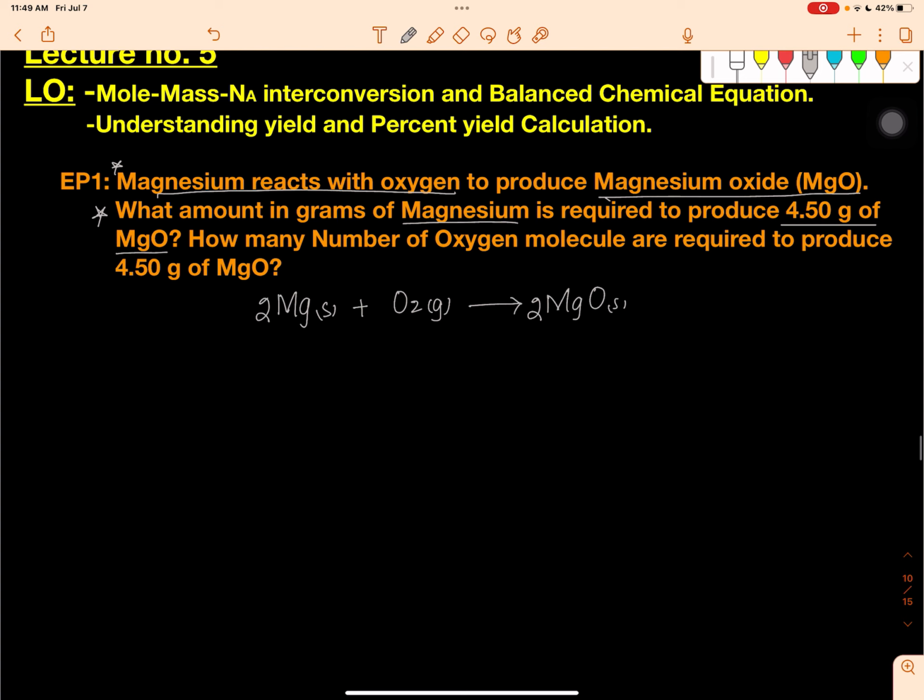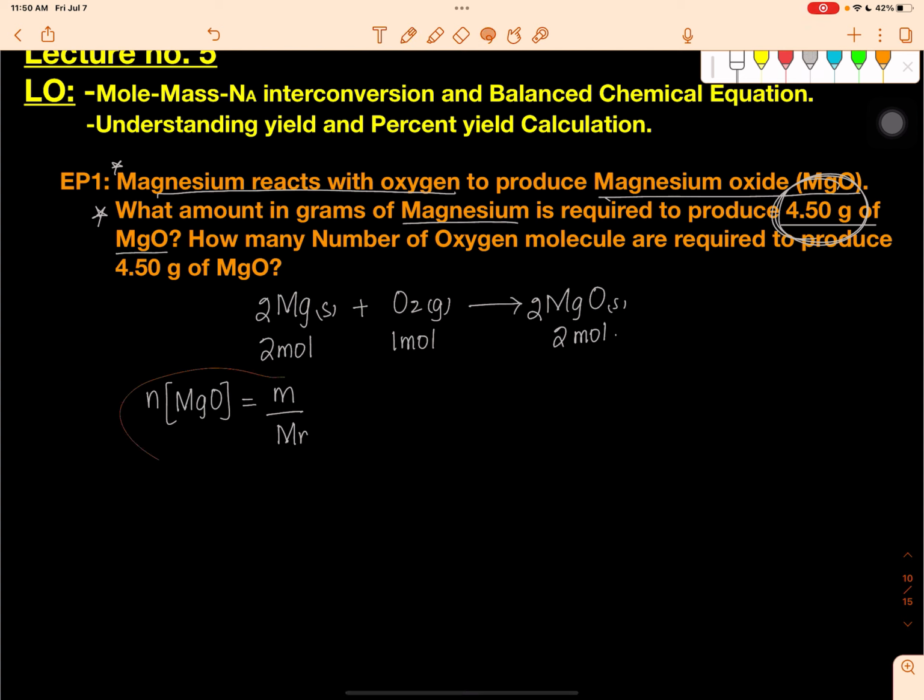This equation tells me that 2 moles of magnesium, upon reaction with 1 mole of oxygen, produce 2 moles of magnesium oxide. So first we need to find out what amount of magnesium oxide is produced in this reaction. We are provided with the grams. We need to find the number of moles. So number of moles of magnesium oxide equals mass divided by molar mass. This is the formula. So if mass is given to us, we need to find out the MR first.